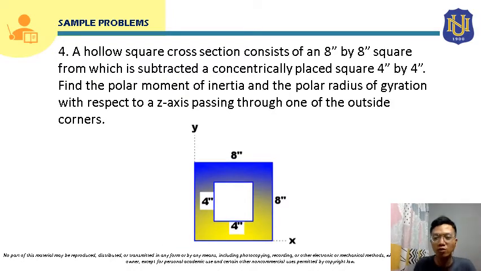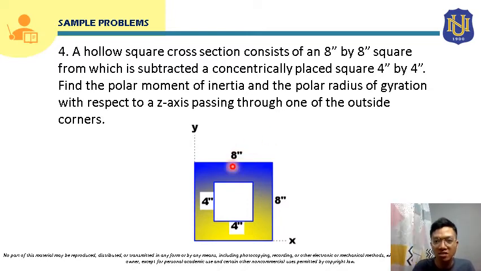Okay, so let's proceed now to sample problem number 4. A hollow square cross-section consists of an 8 inches by 8 inches square from which is subtracted a concentrically placed square 4 inches by 4 inches. Find the polar moment of inertia and the polar radius of gyration with respect to a z-axis passing through one of the outside corners. Okay, so we have here a hollow square cross-section.